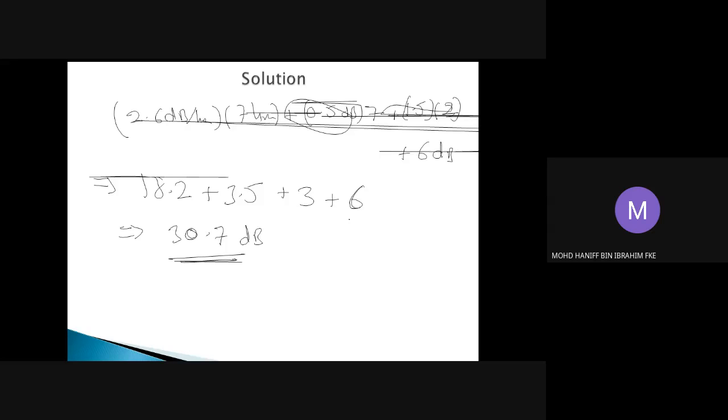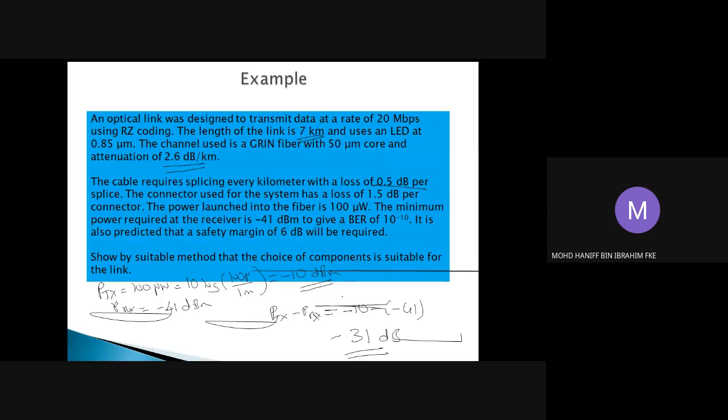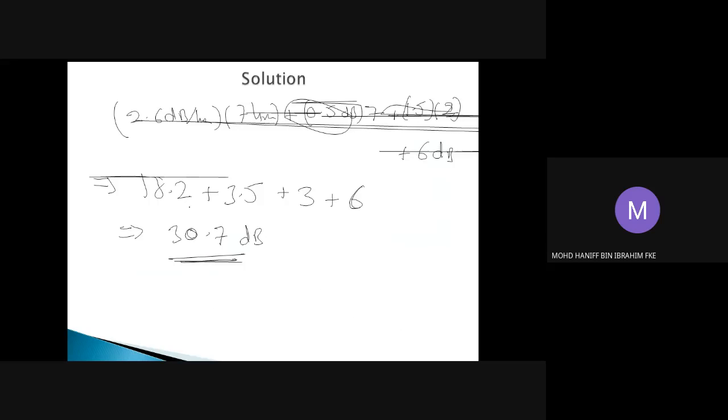We compare this with the difference between the transmit power and receive power, which is 31 dB. The difference of 31 dB is bigger than the loss value and the system margin. So for this particular case, the system can work properly, and the components used can function properly. The system should work effectively based on the components provided in the given specification.